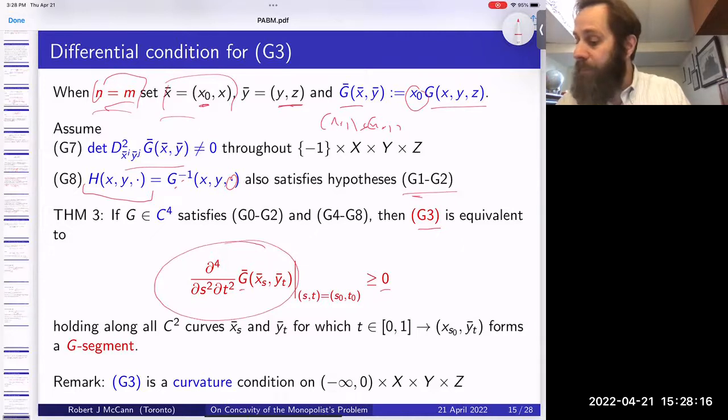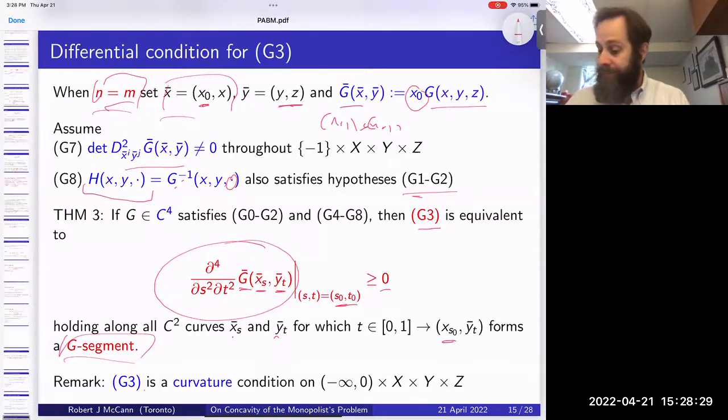of capital of the extended guy with respect to two derivatives in the x variable and two derivatives in the y variable along two curves, at least one of which has to be a G segment with respect to the point where I'm taking derivative on the other one, S naught.